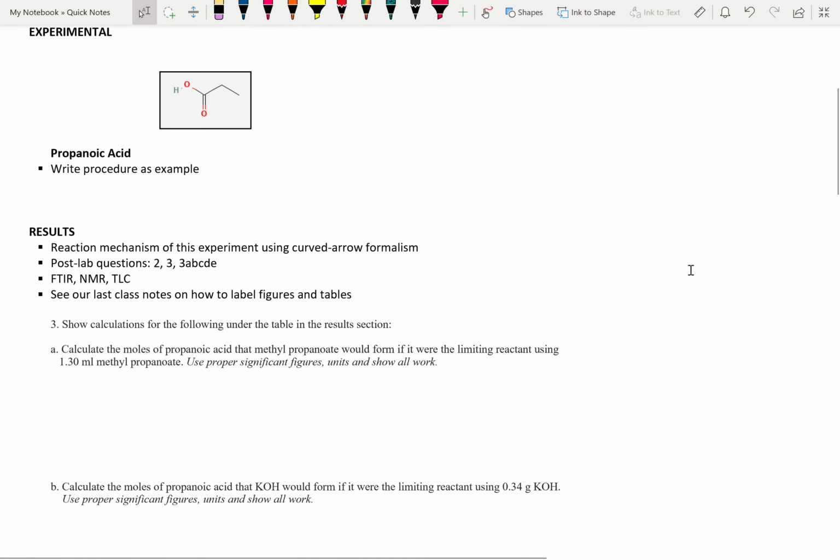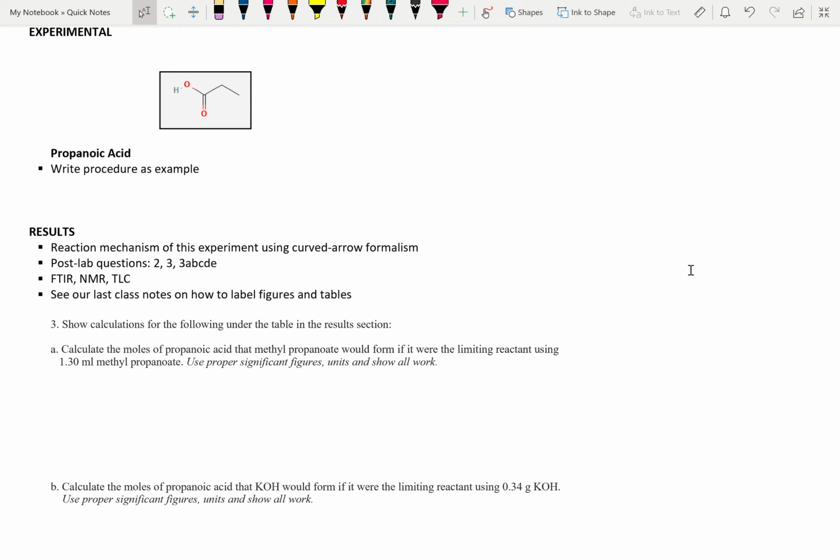Then you will go into the results section. So in results, we're going to put everything we obtained in the experiment. So first you would put the reaction mechanism of this experiment using the curved arrow formalism. You will title that as a figure. So that will be your figure 1. Beneath that, you will briefly discuss what figure 1 is.